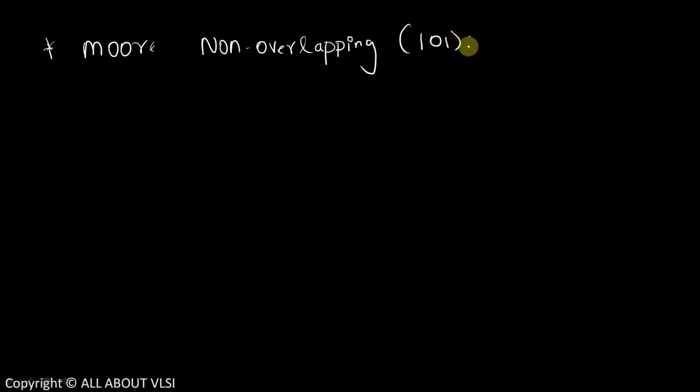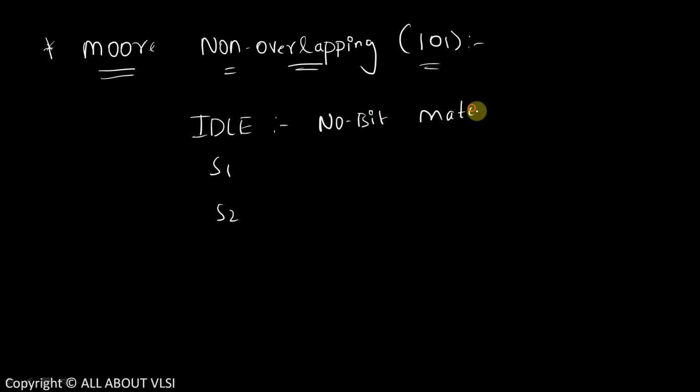Now let us try to see one more sequence detection: the Moore FSM sequence detector for the sequence 101, Moore non-overlapping sequence detection. Again, we are going to consider the states: idle state, S1 state, S2 state. Idle state is no bit matching, S1 is 1-bit matching, and S2 state is 2-bit matching.